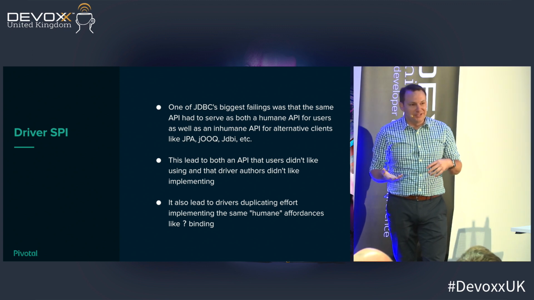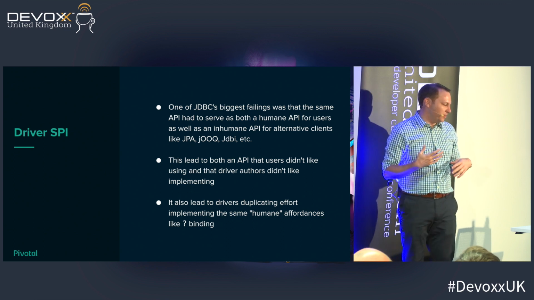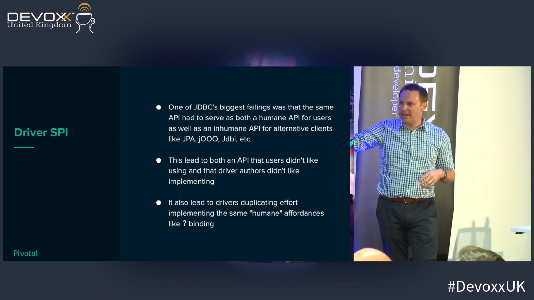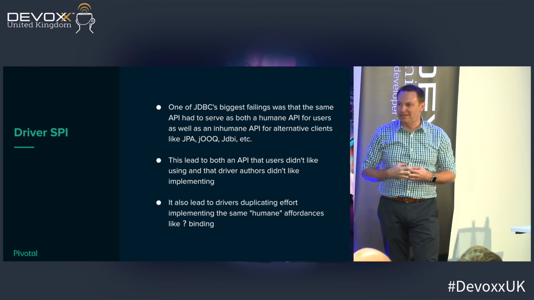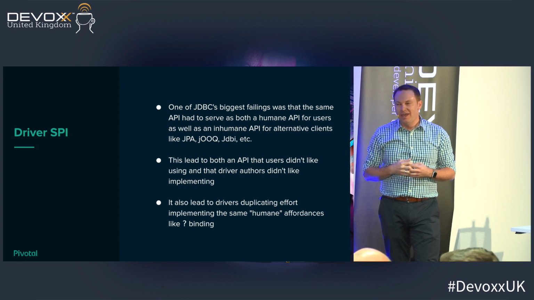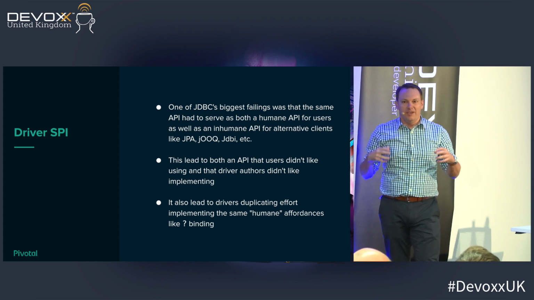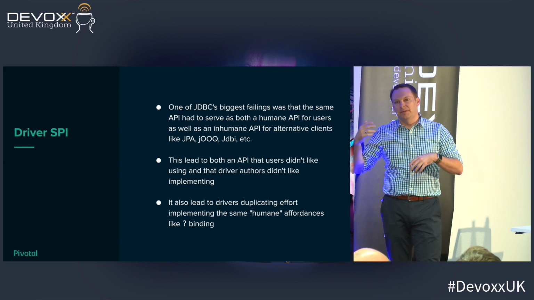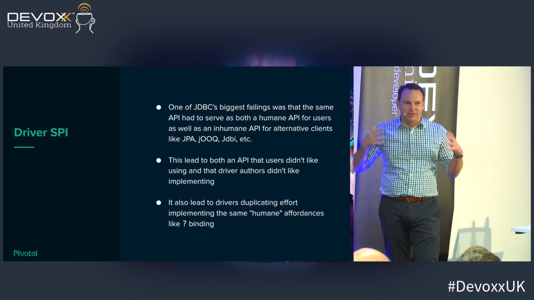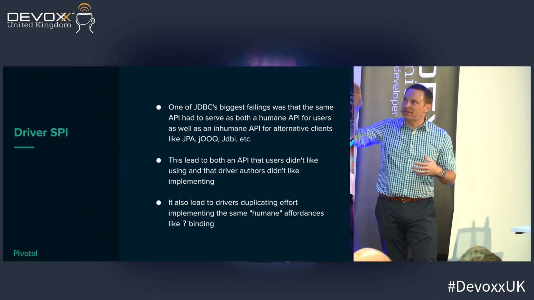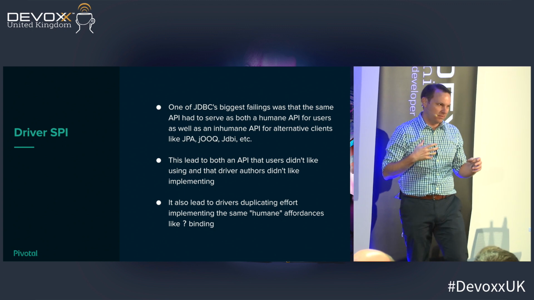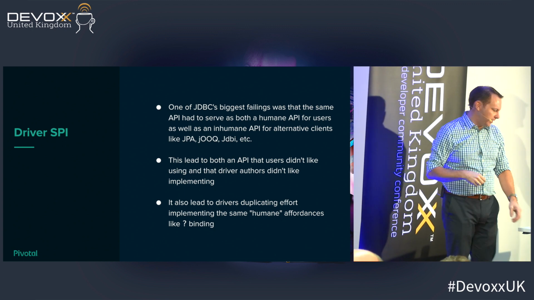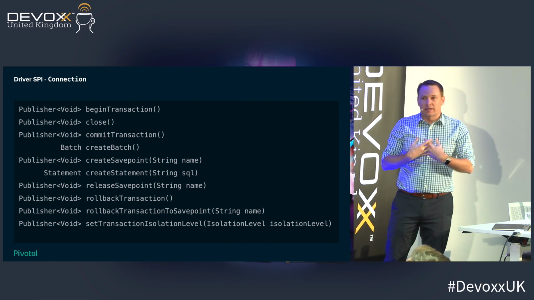But the driver implementers don't like it either, because the driver implementers end up duplicating a ton of effort. Like they all have to implement this sort of question mark binding from JDBC. There are other places inside of the API where if you went to the Postgres implementation and the MariaDB implementation and the Oracle implementation, they will have effectively written the exact same code because they can't share between one another, but this sort of humane API requires them to do this duplication of effort. So it was basically a waste sort of industry-wide. So we said, let's take a step back.